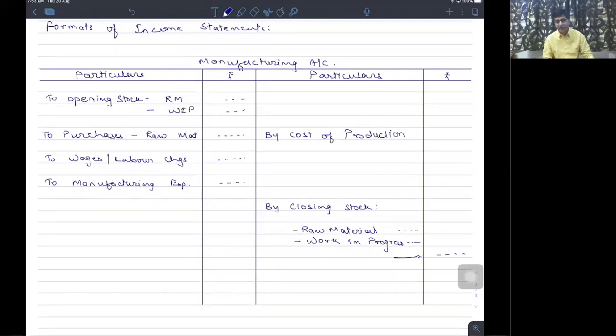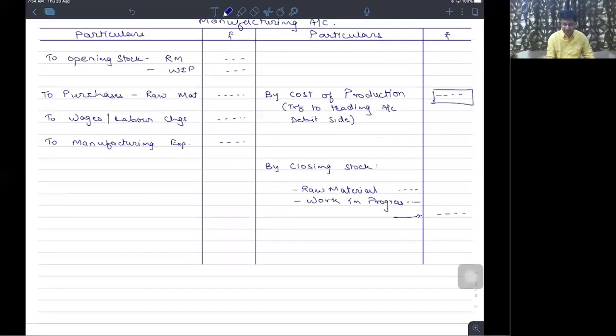By cost of production. This cost of production is nothing but for the goods which are produced during the year. यही वो goods हैं जो आप produce करके बेचने वाले हो या नहीं. Therefore, this cost of production from the manufacturing account credit side is transferred to the debit of trading account because it is treated as the expense of trading. So this will be transferred to trading account debit side. All right. Now, so this will basically be the balancing figure. So this is the format of your manufacturing account.